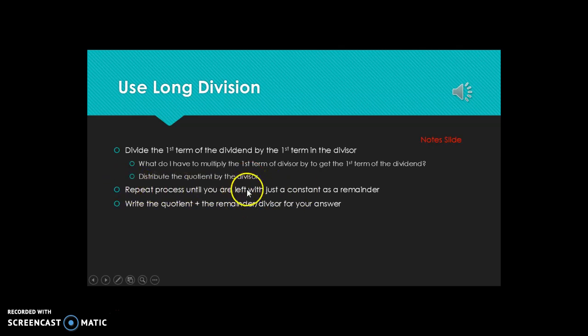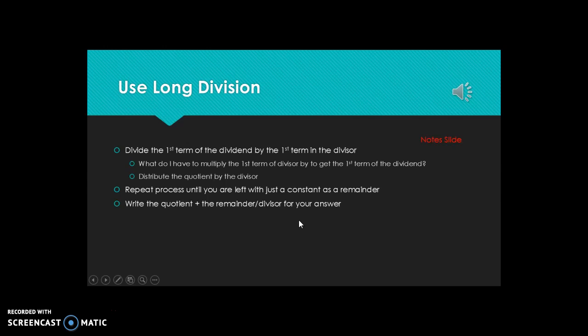Okay? You're going to repeat this process until there's just a constant remaining as the remainder. Once you've done that, you're going to write your quotient, your answer, what's above the division box, plus the remainder divided by the divisor. I know this sounds confusing, but this is just the long division algorithm. The tricky part is going to be here. What are you multiplying by to get that first term in each to be the same thing so that they cancel out when you subtract in the long division algorithm?